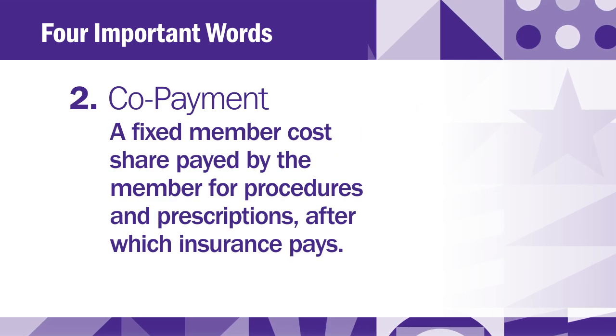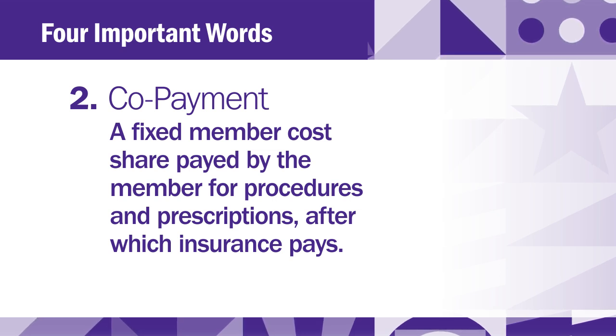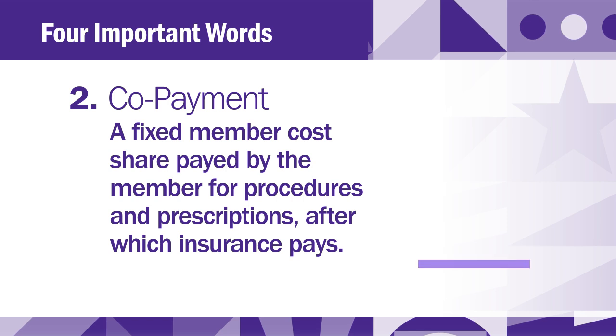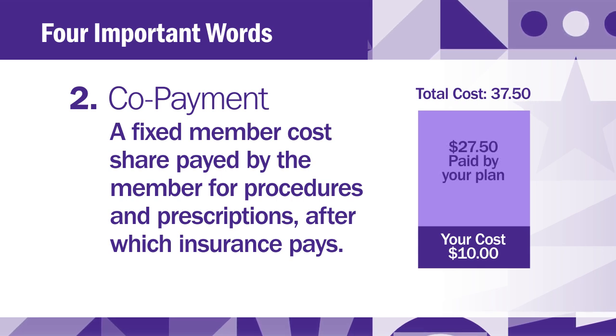Co-payment. A co-payment is also a member cost share, but with a co-payment, it's always going to be a fixed dollar amount. So an example of a co-payment might be a doctor visit. You go into your doctor, and regardless what they charge for that visit, your co-payment, let's say, might be $20. Prescription would be another example of a co-payment. The medication cost might actually be $37.50, but under your co-payment, that drug is only $10. That co-payment becomes your responsibility. The rest is paid for by the plan.